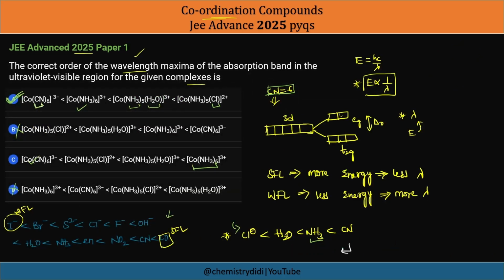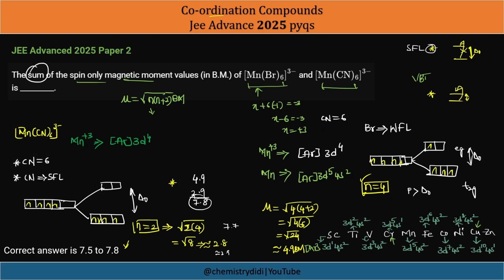These are the two questions they have asked. See, these two questions are easy only, right? If you have revised coordination compounds properly, you can easily solve these questions. The important things you need to know are what the strong field ligands and weak field ligands are, and how the splitting takes place in octahedral complexes and in tetrahedral complexes. If you have an idea about all these things, you can easily solve these questions.